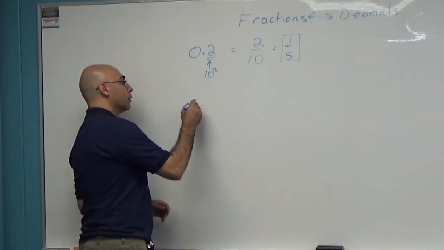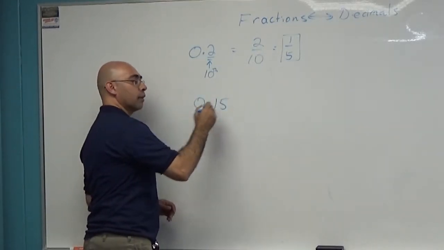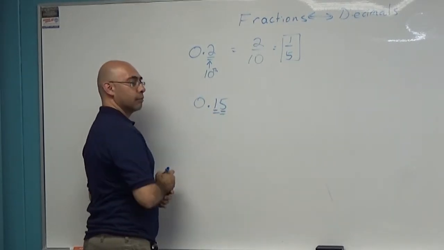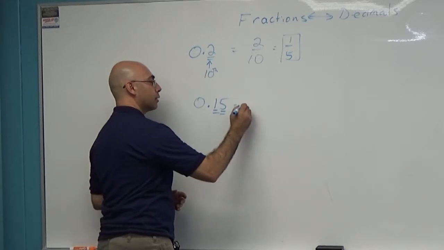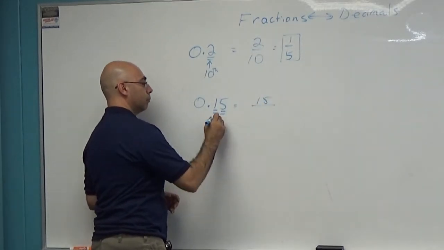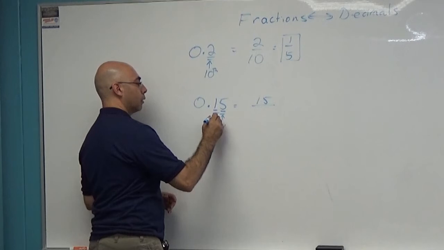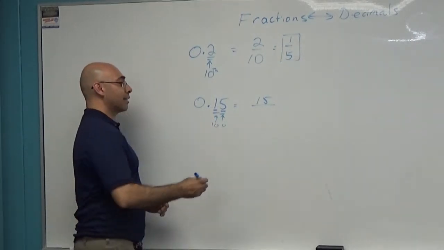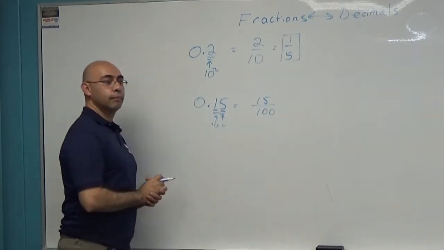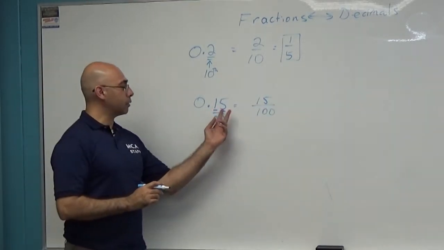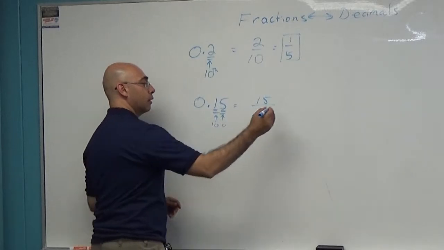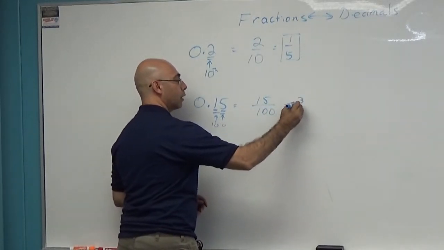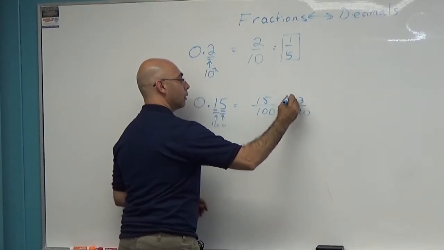If you had 0.15, we have 2 decimal places. So this means it's 15 over, let's see, 2 decimal places. Consider each decimal place to be a 0. So it's like saying 15 over 100. 2 decimal places, 2 zeros. I can reduce this, divide top and bottom by 5, so my final answer is 3 over 20.